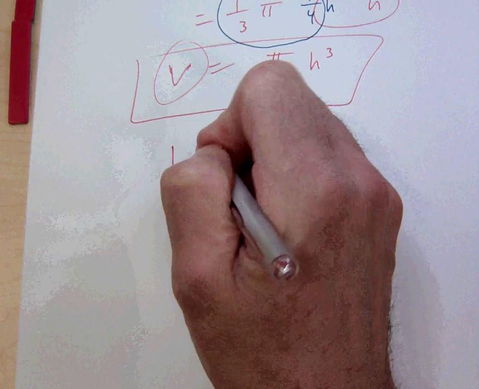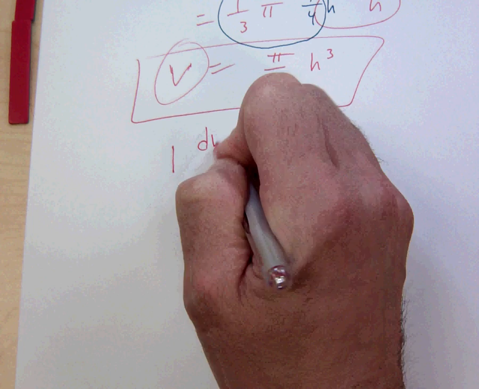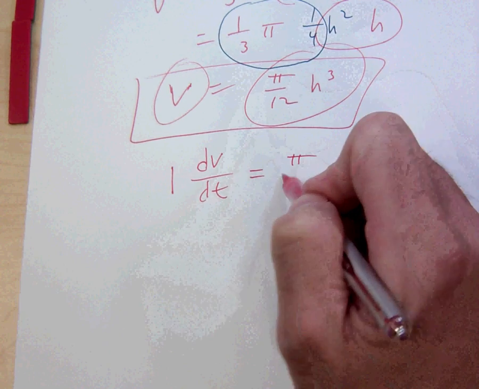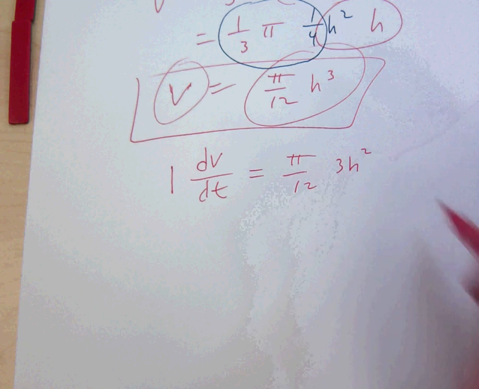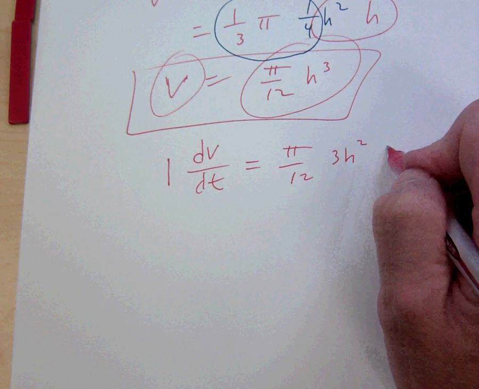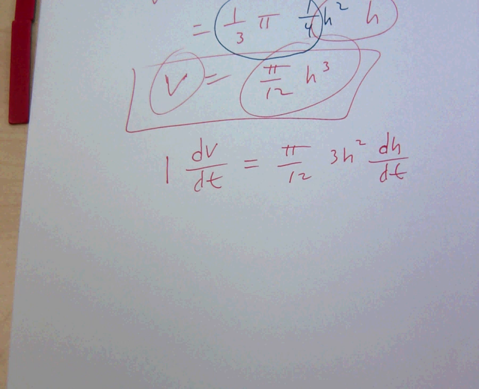But then I got to put a what? I'm differentiating with respect to t, so I got to put a what? dV over dt, right? By the chain rule. To differentiate that, don't I just bring down the 3 and subtract 1 from the exponent? And then I got to put a what? dh over dt. Is everybody with me on this? Okay?